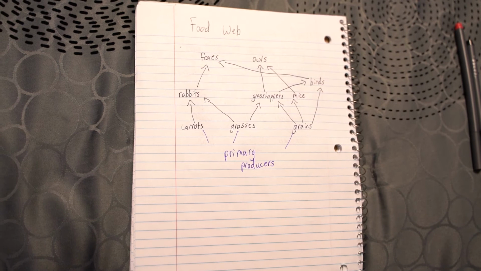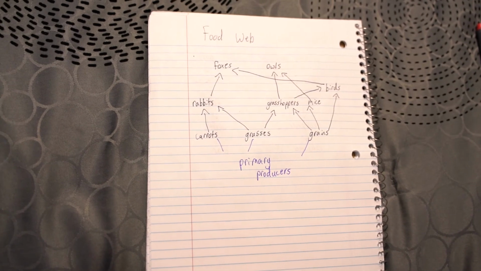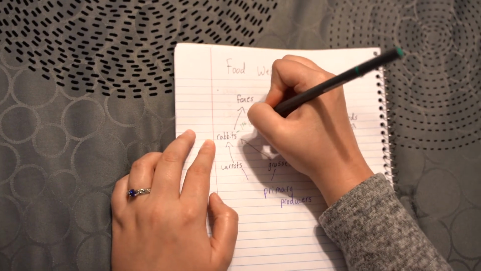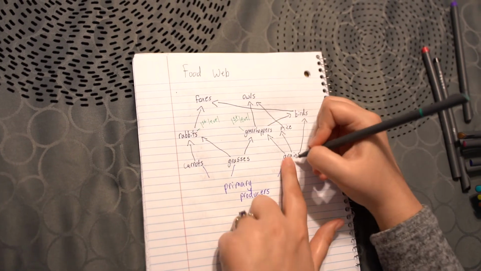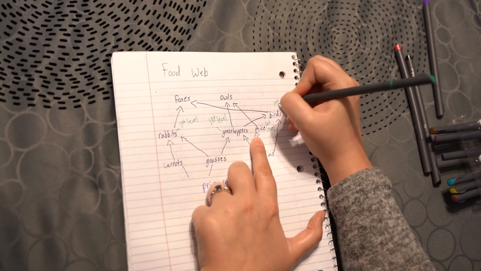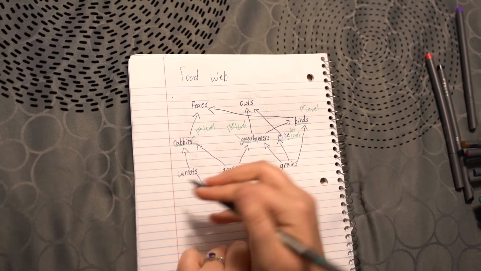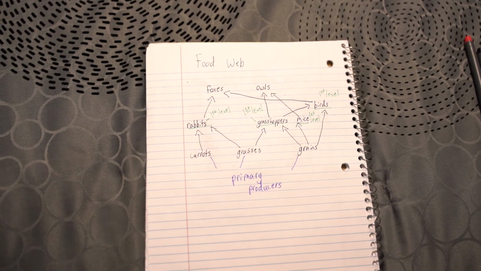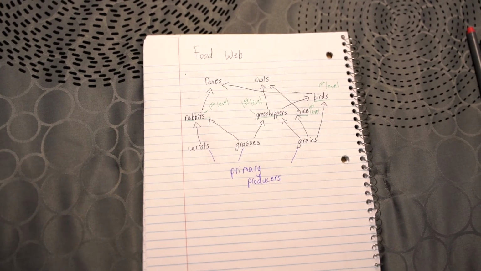Okay. Then we're going to go to our second level, our first level consumers, the first things that eat something else. If we follow these arrows, one is rabbits, first level. Another one is grasshoppers, first level. Mice, first level. And birds, first level. So birds, mice, grasshoppers, and rabbits are our first level consumers. These are the first things that are eating something else. Now I want you guys to try and find the second level consumers.